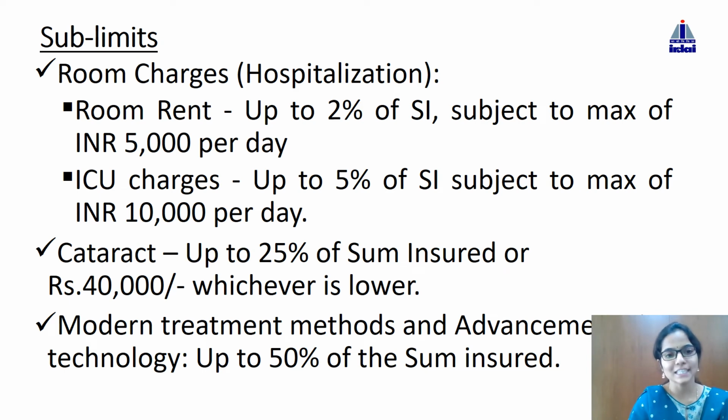Now let's understand the sublimits applicable on the coverage under Arogya Sanjeevani policy. Room rent expenses are covered up to 2% of the sum insured, subject to the maximum of 5,000 rupees per day, and ICU charges are covered up to 5% of the sum insured, subject to the maximum of 10,000 rupees per day. Cataract expenses are covered up to 25% of the sum insured or 40,000 rupees, whichever is lower. Modern treatment methods are covered up to the limit of 50% of sum insured.